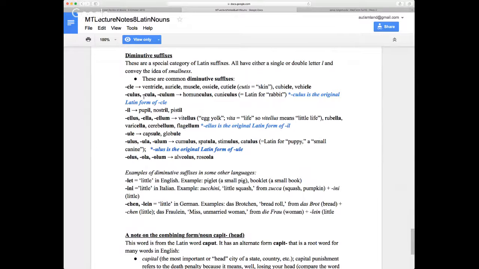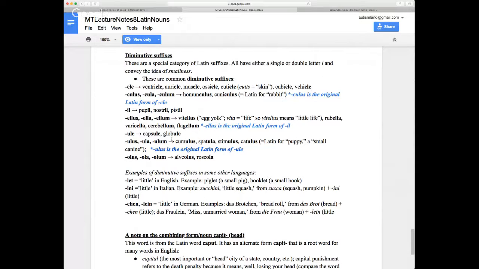Culus is a diminutive form. It gives us words like homunculus, a little human, or caniculus, which means, yes, a rabbit. And I have used it in teaching middle schoolers Latin to mean guinea pig. Why not? We had one in a cage in a classroom. We did caniculus. IL, another diminutive, is seen in words like pupil, nostril, so these little parts of your body, etc.